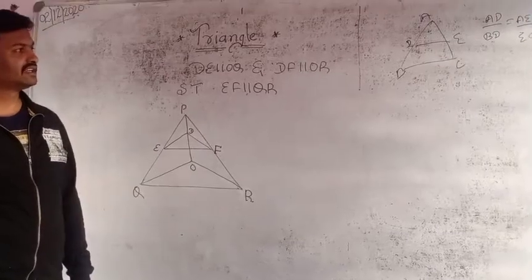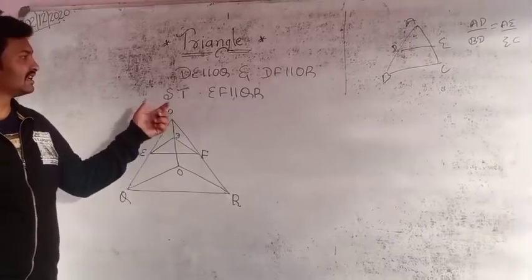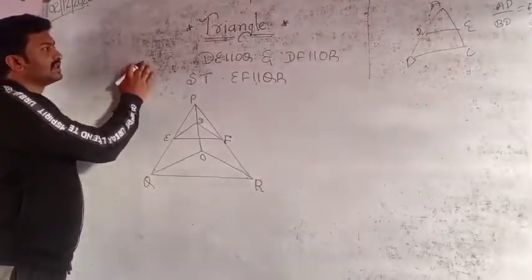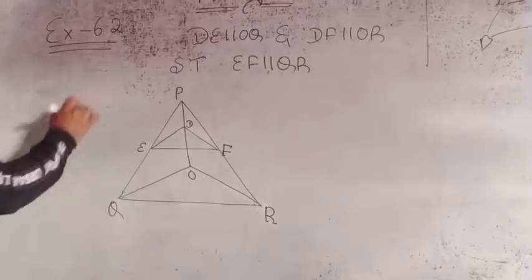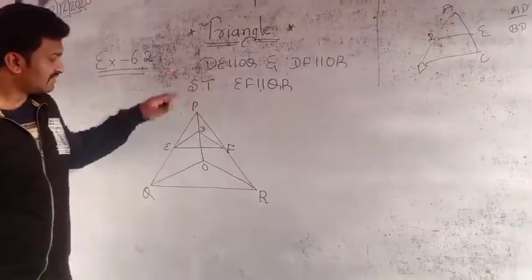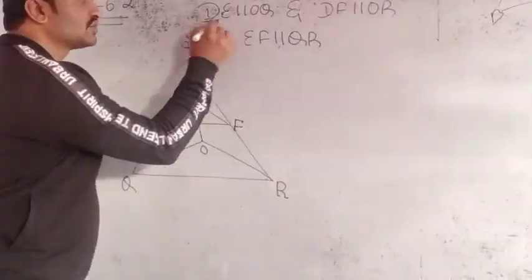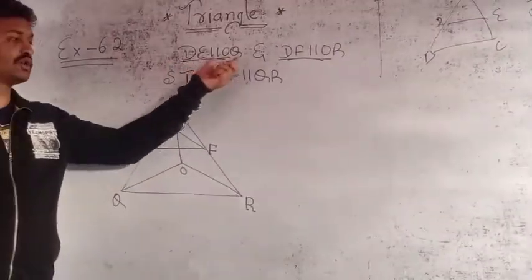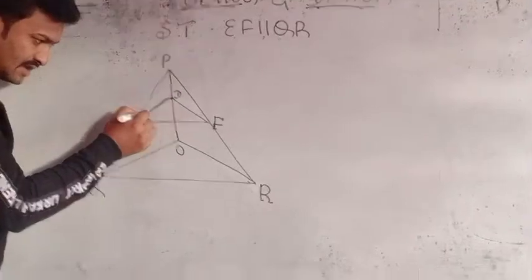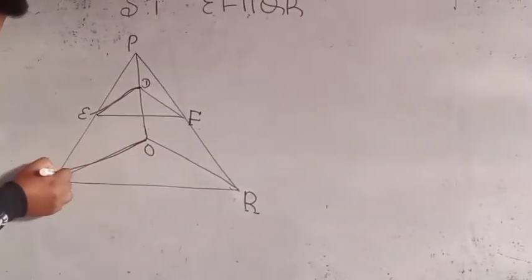Okay, last day we discussed problems on BPT and it's a continuation of your exercise 6.2 problem. In the figure they are given these two conditions. One is DE is parallel to OQ. This DE is parallel to OQ.